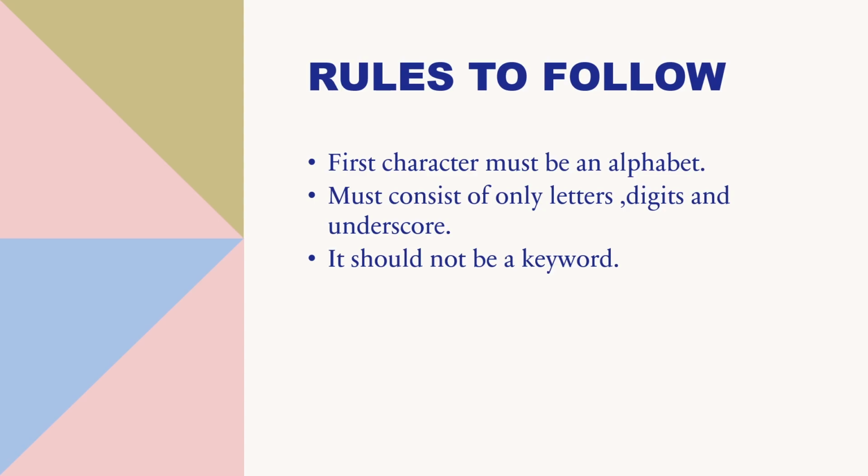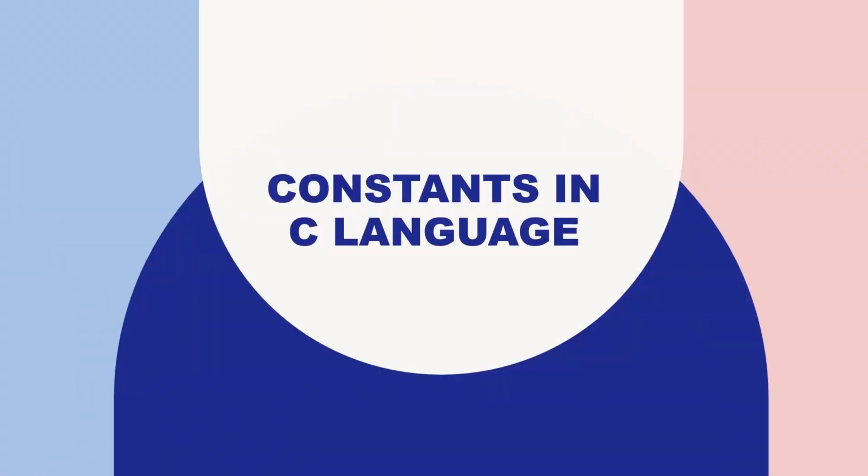It must consist of only letters, digits and underscore. As I said, no other special character is allowed except for underscore. It should not be a keyword. As I said in a previous video on keywords, a keyword has a particular functionality. It's a fixed name. So while giving the variable name, we cannot use keywords because it will lead to conflict. The compiler might misunderstand the variable name as a keyword, which is going to lead to an error. So this is all about identifiers.